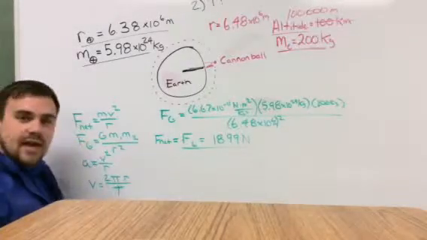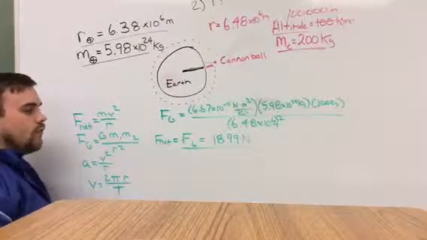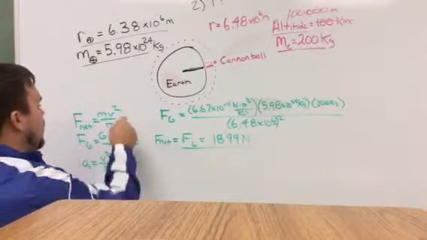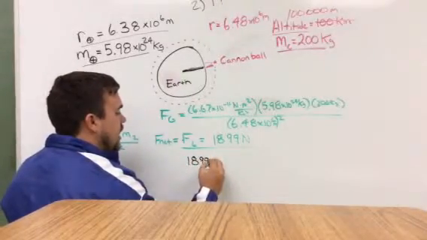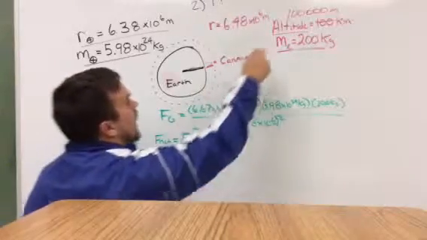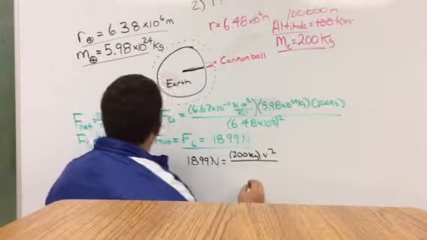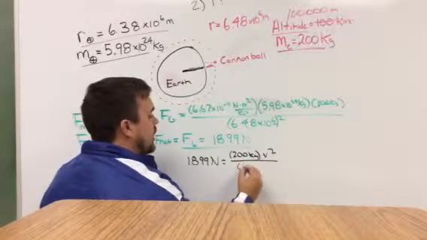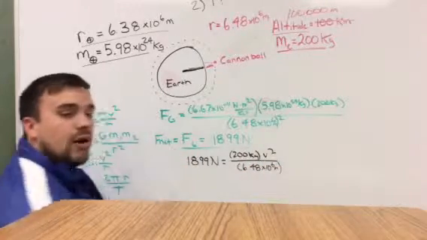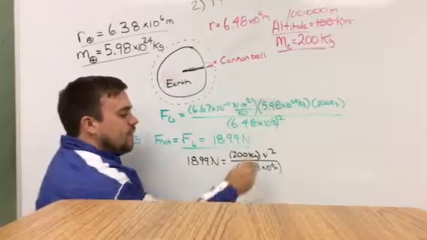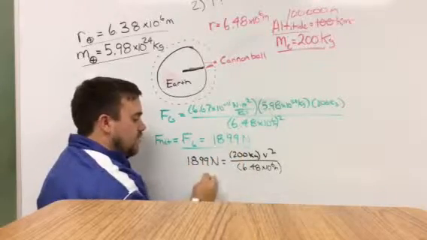And so now I've got F net over here, which is equal to the mass of the rotating object, the cannonball, times the velocity squared over the radius. And so then I'm going to plug it into this equation. So I got 1899. 1899 is my F net. And that's equal to the mass of the cannonball, which is 200 kilograms, times my velocity squared, all over my radius, which is again 6.48 times 10 to the 6 meters. Now in this equation, I don't square it. Make sure you don't. And so then to isolate for v, I would have to multiply both sides by the radius, divide by 200, and then square root the velocity.